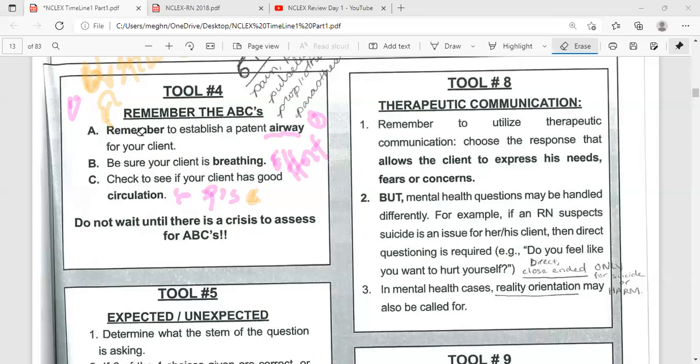So remember to establish a patent airway for your client. If the patient's airway is blocked or there is any secretion, we need to suction and clear it first. And then be sure the client is breathing well. If there is any obstacle, we will remove it and check to see if the client has good circulation. If the patient has active bleeding, we will stop it first.